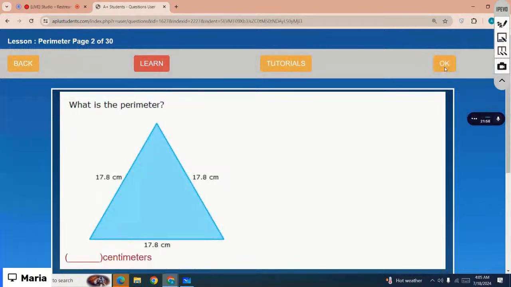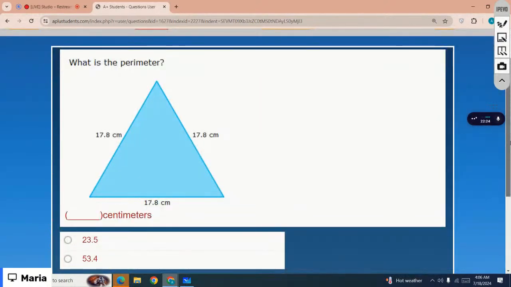What is the perimeter, which is the correct option? So just add all these side lengths, right? 17.8 plus 17.8 plus 17.8. I think that's the one we just did in the tutorial. Yes, the correct option is 53.4. Option number 2 is the correct option.